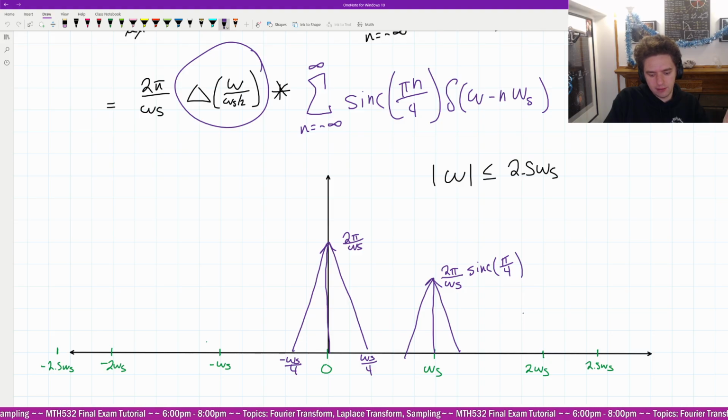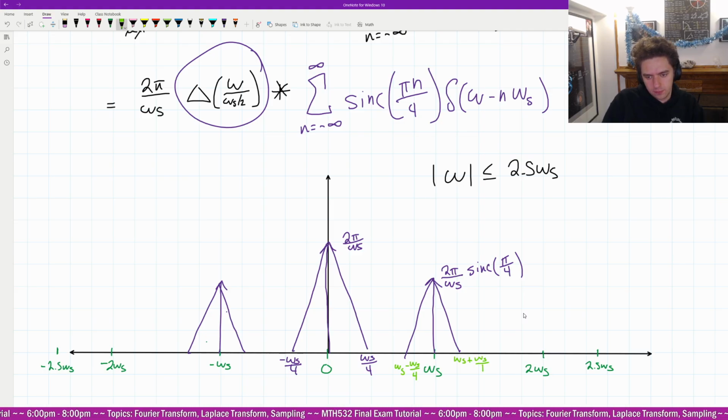Yes, sinc is symmetrical. So this is also going to be the same height. But it's going to be a triangle here. Oh, and sorry, I forgot to put the bottom bounds. So this is going to be omega s minus omega s over 4, because it goes omega s over 4 in either direction. And this is omega s plus omega s over 4. And this is going to be negative omega s plus omega s over 4, and this is going to be negative omega s minus omega s over 4. Right there.